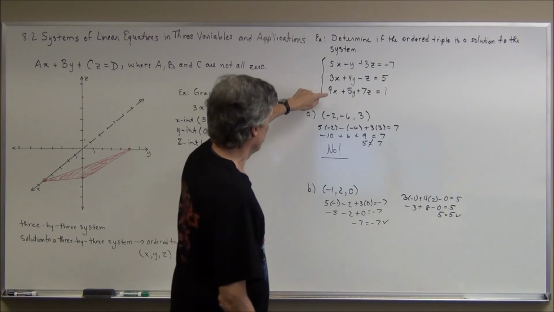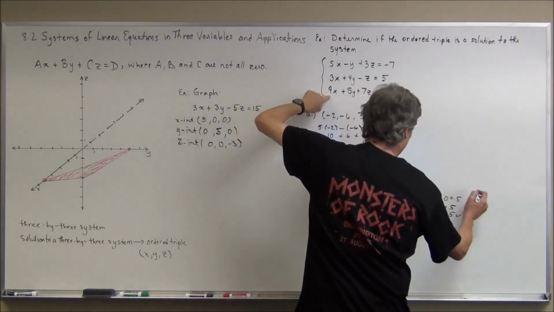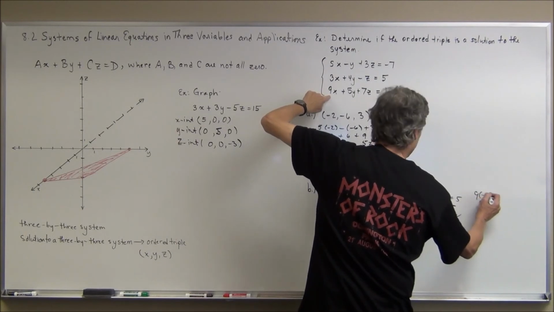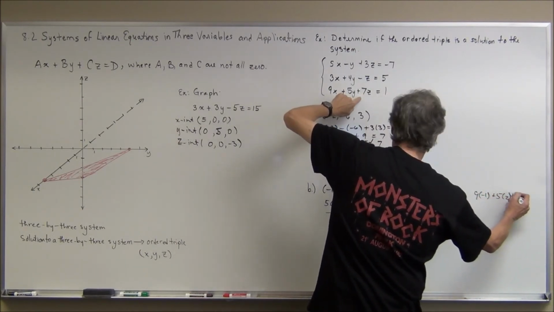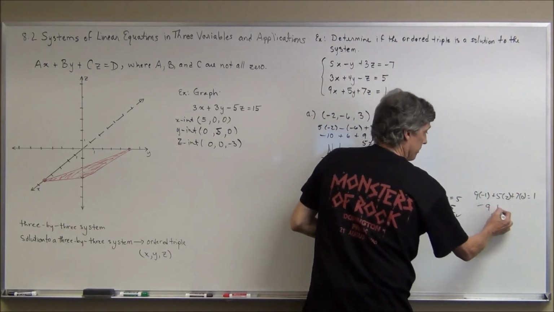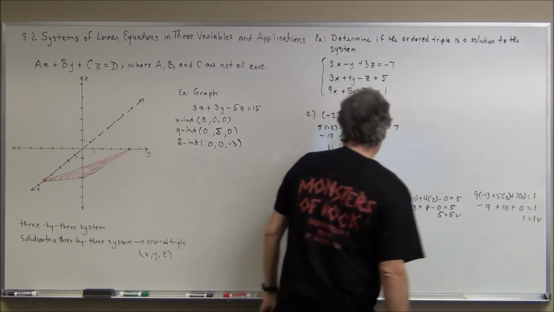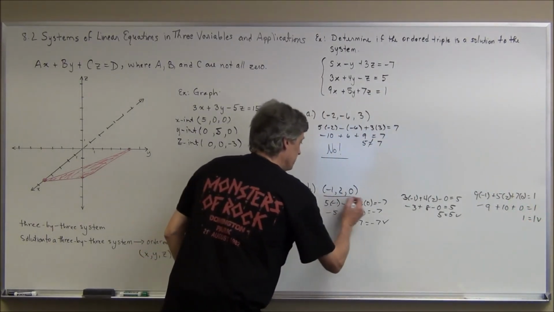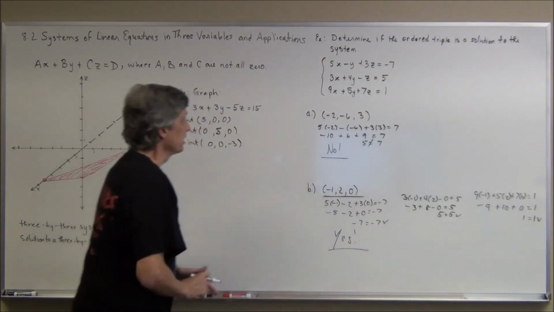Let's try this last one. I'm going to plug in -1 and 2 in here. So I have 9 times -1 plus 5 times 2 plus 7 times 0. Does that equal 1? -9 plus 10 plus 0 equals 1. 1 equals 1. It checks out okay. And so for this ordered triple, yes, it is a solution.